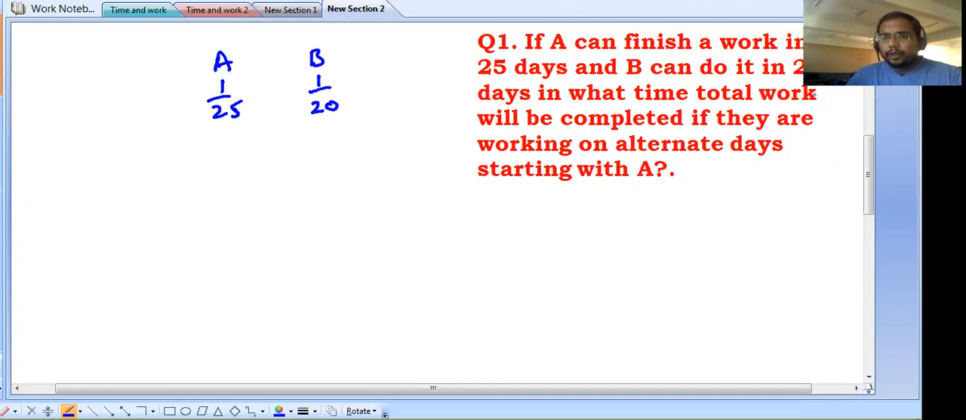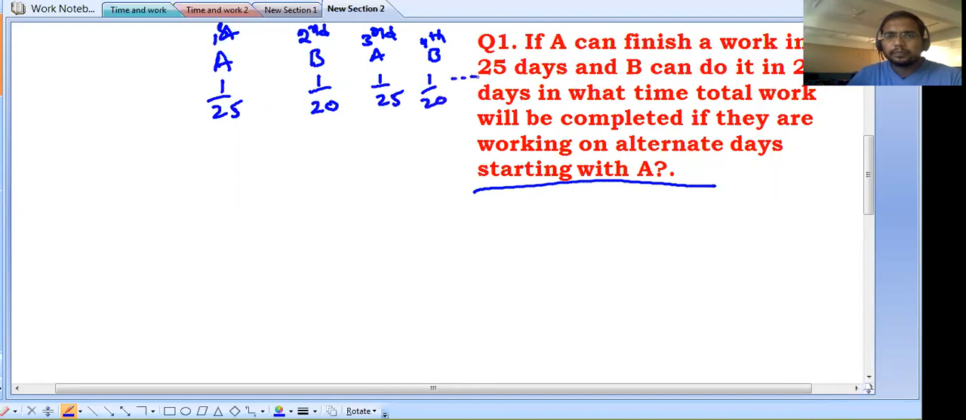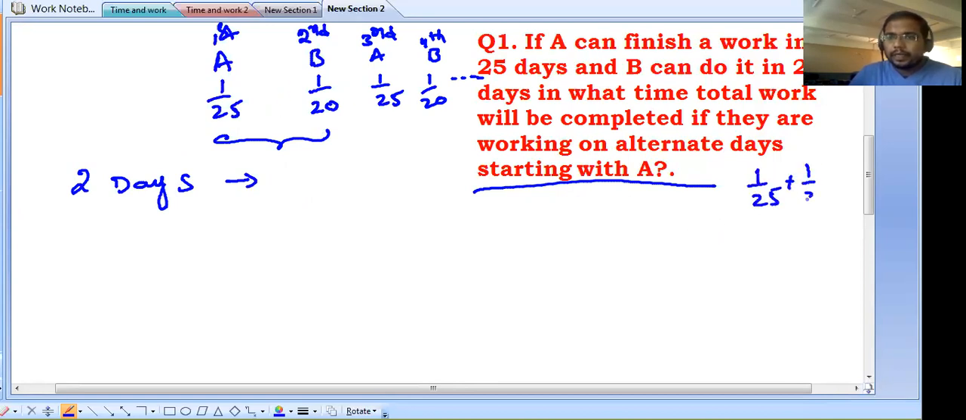In what time will the total work be completed if they are working on alternate days starting with A? That means first day A will go to work. Second day who will go to work? B. Third day A will go to work. Fourth day who will go to work? B. This pattern will go on. That means every 2 days a constant unit of work is completed. This 1 by 25 and 1 by 20 value will be added.